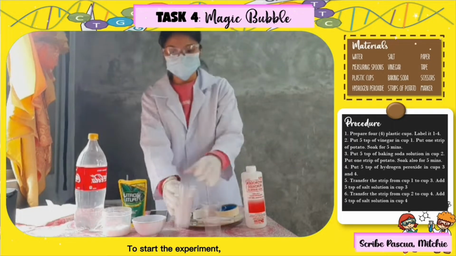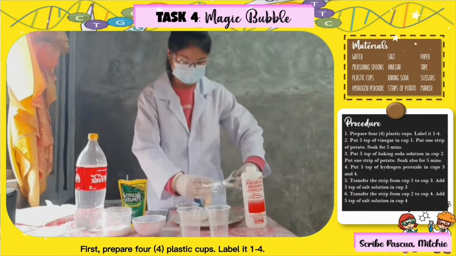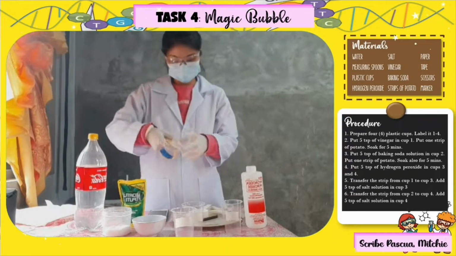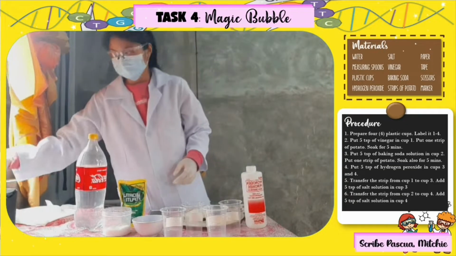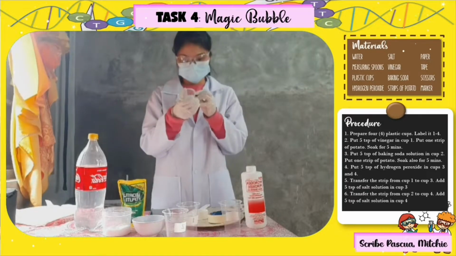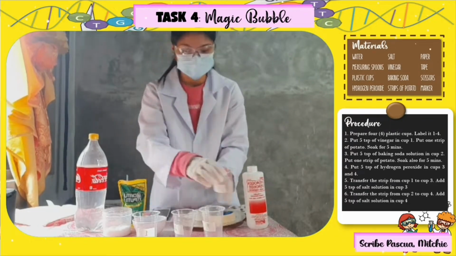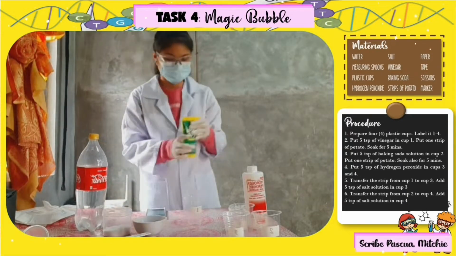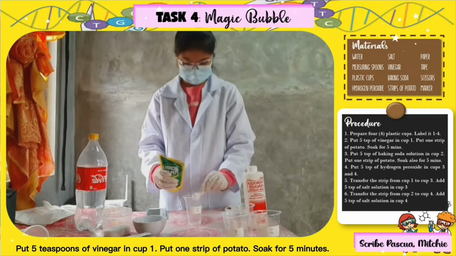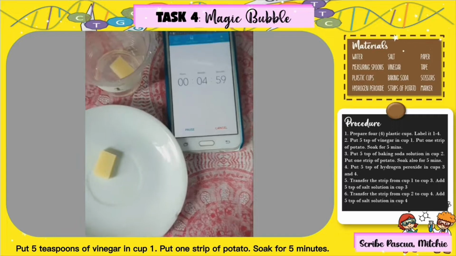To start the experiment, first, prepare 4 plastic cups and label them 1 to 4. Put 5 teaspoons of vinegar in cup 1 and put 1 strip of potato. Soak it for 5 minutes.